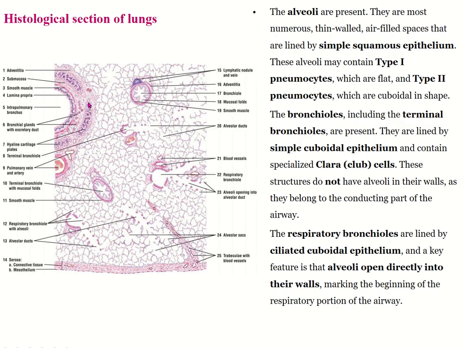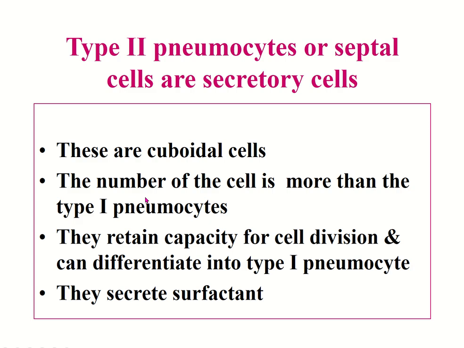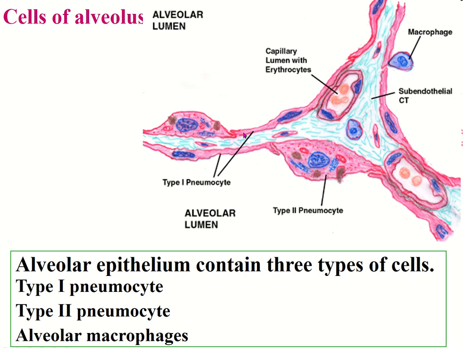So if you learn the histology of the interpulmonary bronchus, terminal bronchiole, respiratory bronchiole, and also the histology of the alveoli, you can easily understand the histological section of the lungs. So this is the enlarged view of the alveoli. This is type 1 pneumocyte, this is type 2 pneumocyte, and there is an occasional macrophage, alveolar macrophage.